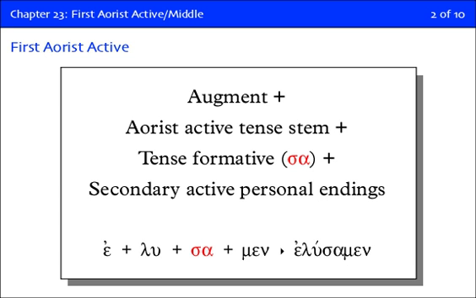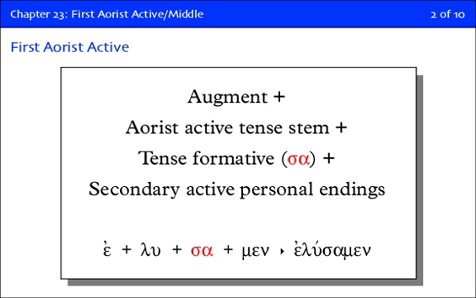Well, it's very simple. You have an augment, you have your aorist active tense stem, and you have a tense formative. Now the tense formative in the future is sigma. The tense formative in the aorist is sigma alpha. And then, because it's an augmented tense, you add the secondary active personal endings. Now you notice what's not there. Right, there's no connecting vowel. You don't need one because the tense formative ends in a vowel. So you have sigma alpha.